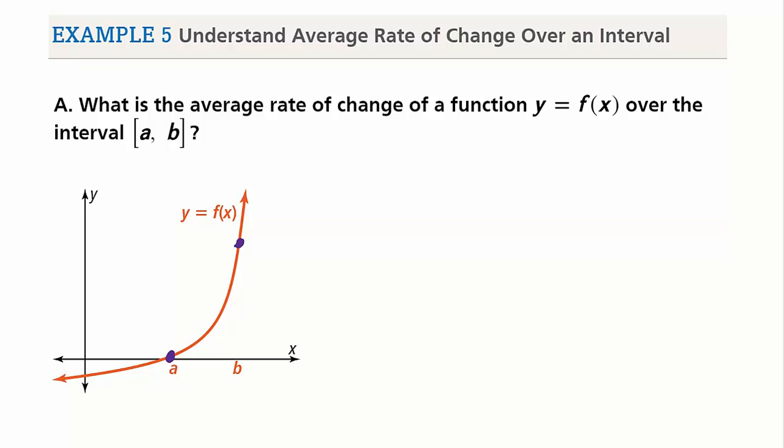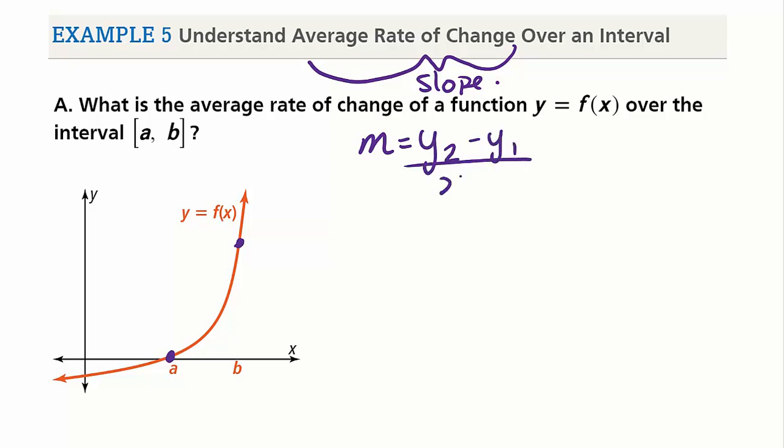In example 5, we're asked to find the average rate of change over an interval. I want to give you a heads up that average rate of change is just a fancy way of saying slope. So as a reminder, our slope formula is y2 minus y1 over x2 minus x1. So in order to do the average rate of change, we need to find two different coordinates.